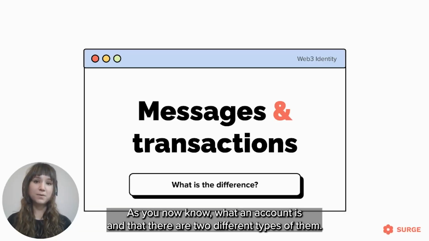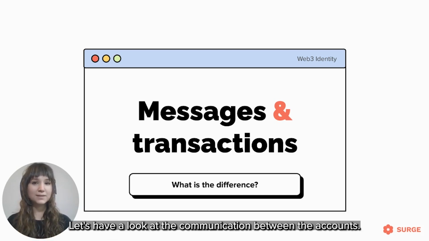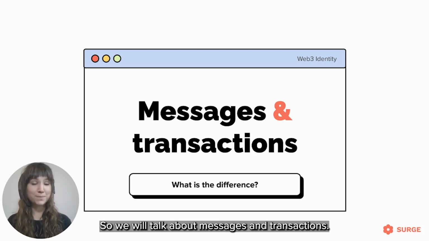As you now know what an account is and that there are two different types of them, so externally owned accounts and contract accounts, let's have a look at the communication between the accounts. So we will talk about messages and transactions.